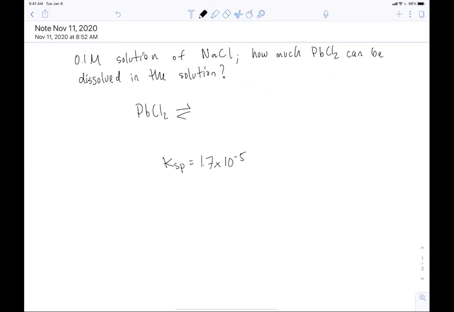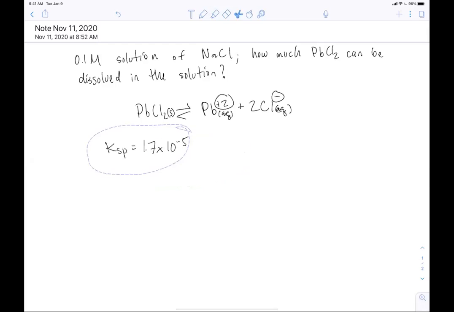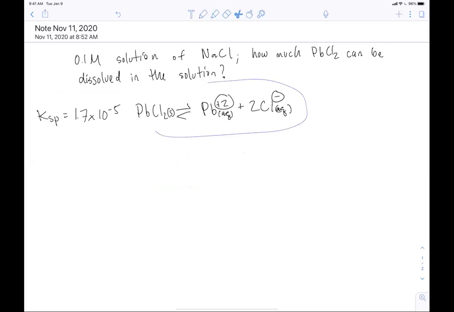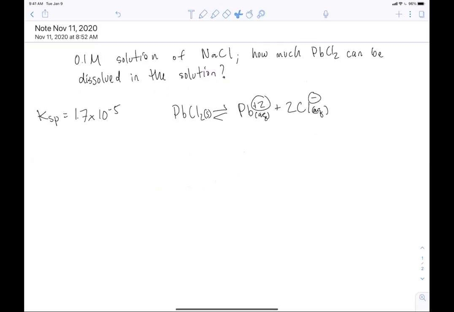So we have this equilibrium here. This is a solid. These are all aqueous. That's important because the solid doesn't appear in the expression for the equilibrium constant. And so we're just trying to figure out how much lead chloride is going to dissolve, or another way to phrase this would be how much lead two is present in the solution after you bring it to saturation.